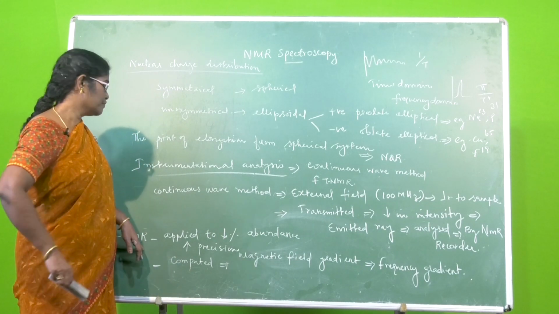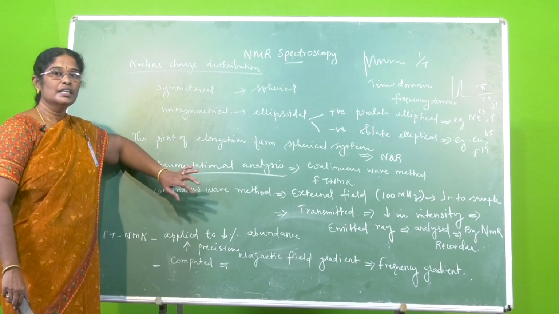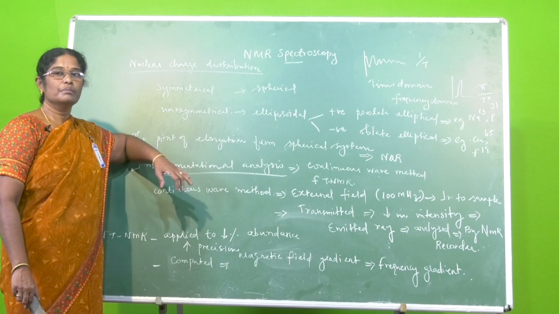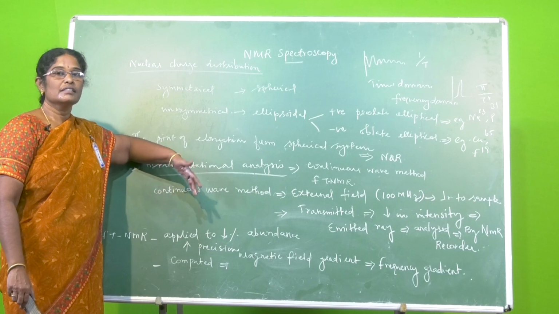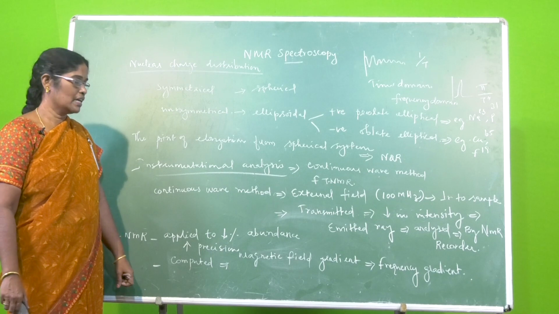The next one is FT-NMR. The FT-NMR method is a Fourier transform method where the signals are computed and then analyzed by the system, in a method of computational analysis.